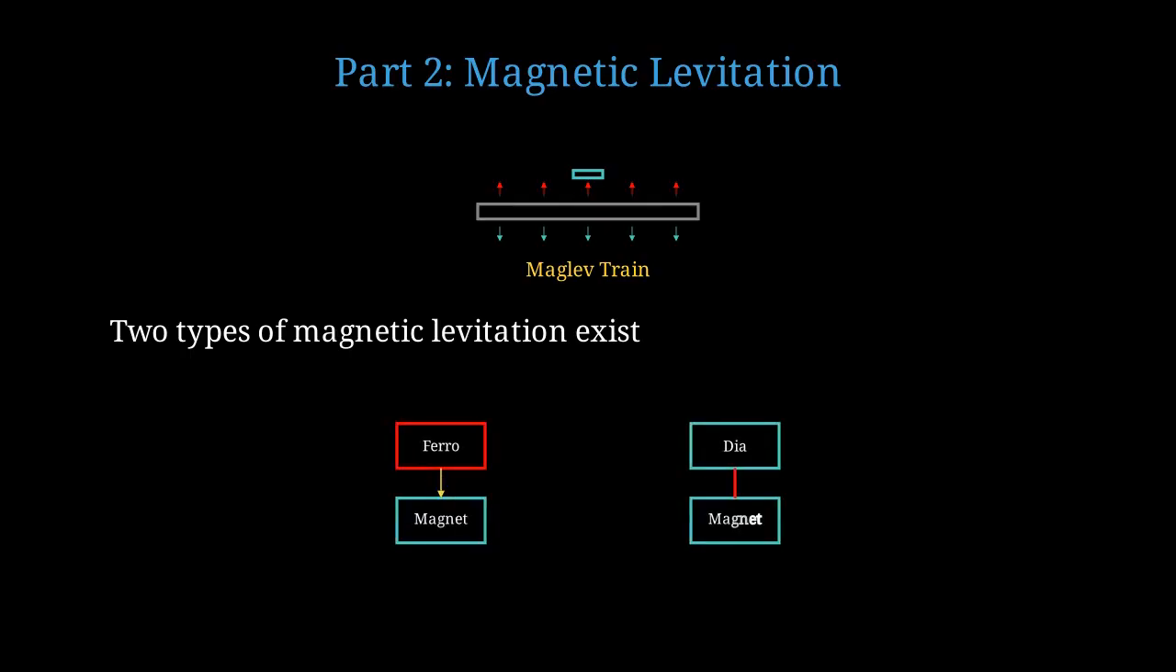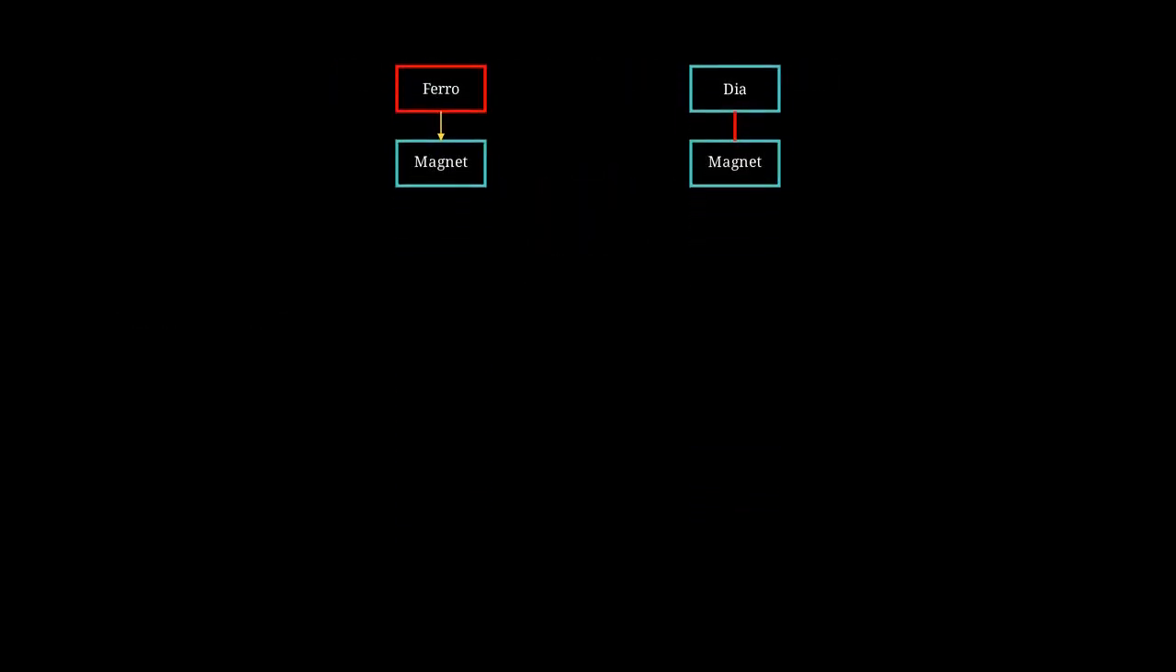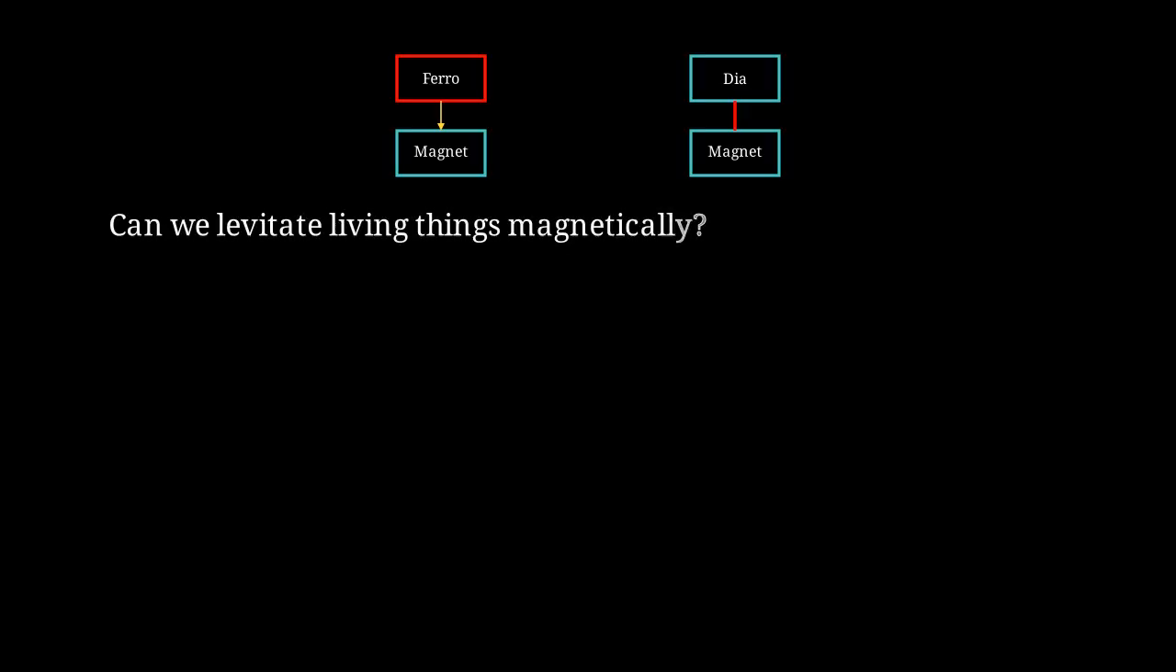Ferromagnetic materials are attracted to magnets and require active stabilization, while diamagnetic materials are weakly repelled and can be passively stable. Can we levitate living organisms using magnetism? Yes, but it requires extreme fields.